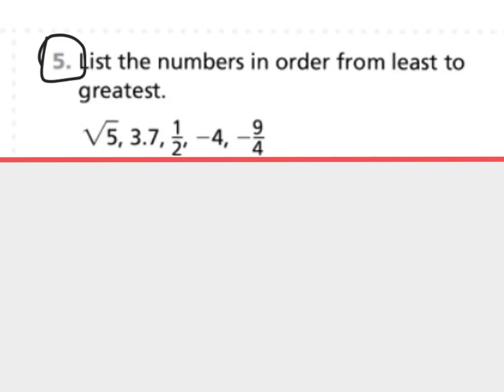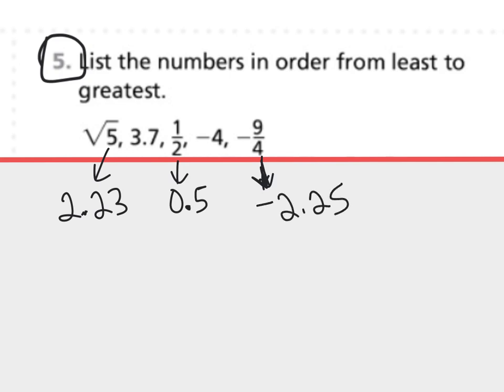So least to greatest, once again, let's get these as decimals if they're not already, and then we can put those in order. To start with, the square root of 5, for speed's sake, if we did that on our calculator, it's about 2.23. 1/2, you guys might know, is 0.5. It's technically 1 divided by 2, you could divide it out, but half is 0.5. And then negative 9/4, if we divide that out, would be negative 2.25.